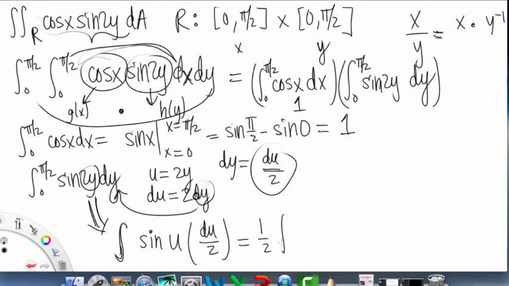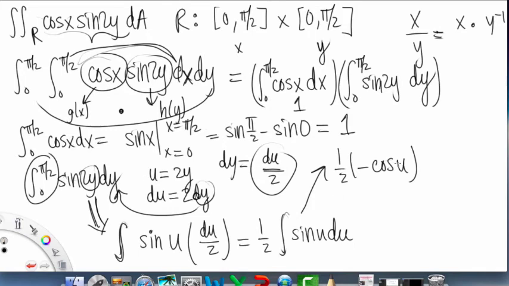So this is 1/2 integral of sine u du. Now we can evaluate this as an indefinite integral because it doesn't have bounds, right? So when we do this, we get negative cosine u, and then a plus c, but I'll just hold off on the plus c for now because we do have a definite integral with these bounds. So at this point, now that I've integrated, I'm going to switch back into y form. So switch back to y's.